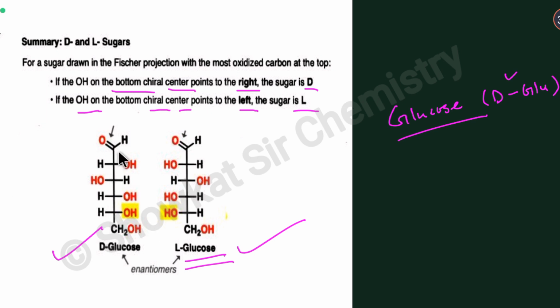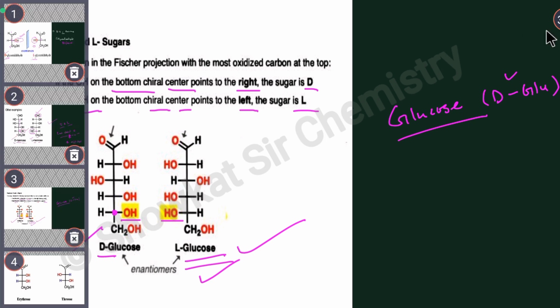Now you can check, this is our glucose and this is the last chiral carbon here. Now OH is on the right hand side, so it's my D. Here OH on the last chiral carbon is on the left, so it is my L. So you have to check the last chiral carbon, not other chiral carbons, right?